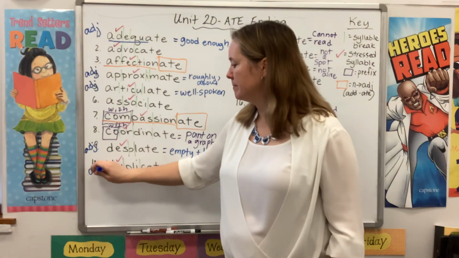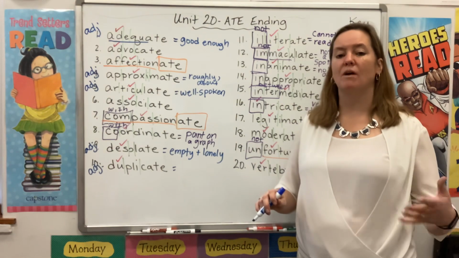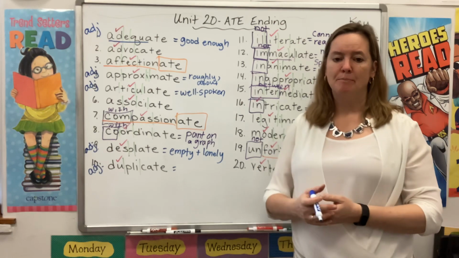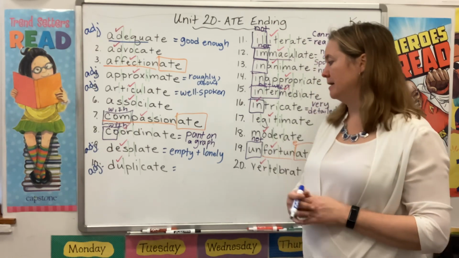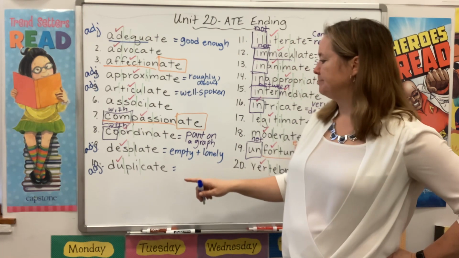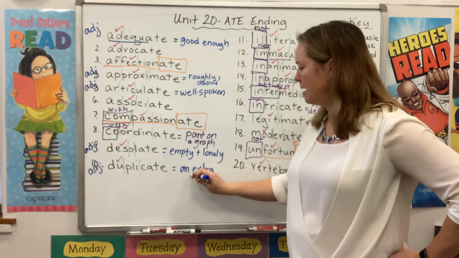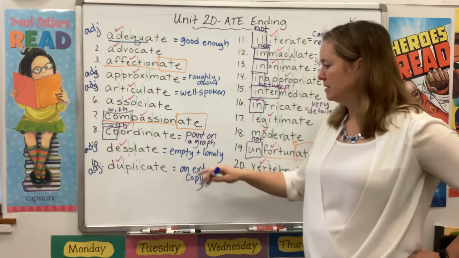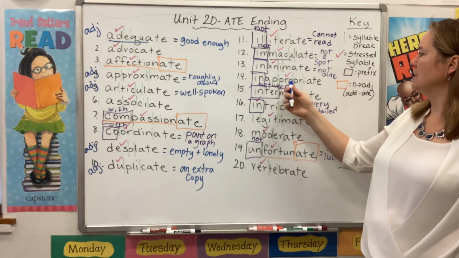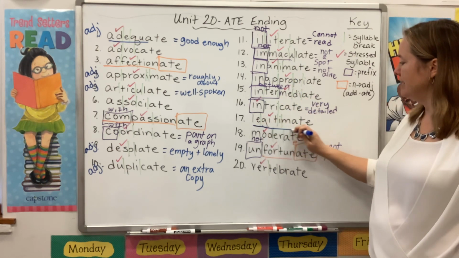Duplicate has to do with more than one. So here you can have this sheet. It's a duplicate paper. It's a duplicate copy. I don't need it. I'm going to say it can be used as a noun too, but we'll leave it like that. We talked about illiterate, immaculate. So all these are adjectives: inanimate, inappropriate, intermediate, intricate, legitimate.